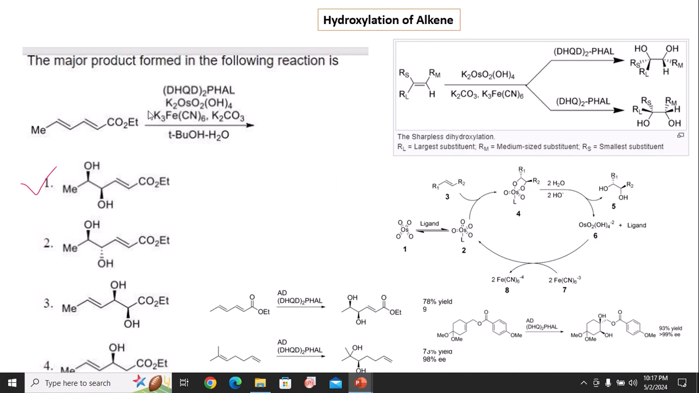This is an example where selective dihydroxylation occurs in the presence of an organocatalyst, which can selectively hydroxylate the more electron rich center compared to the electron deficient center. Here, at the more electron rich center, cis hydroxylation will occur, and DHQD phthalazine is the effective catalyst for the cis diol product.